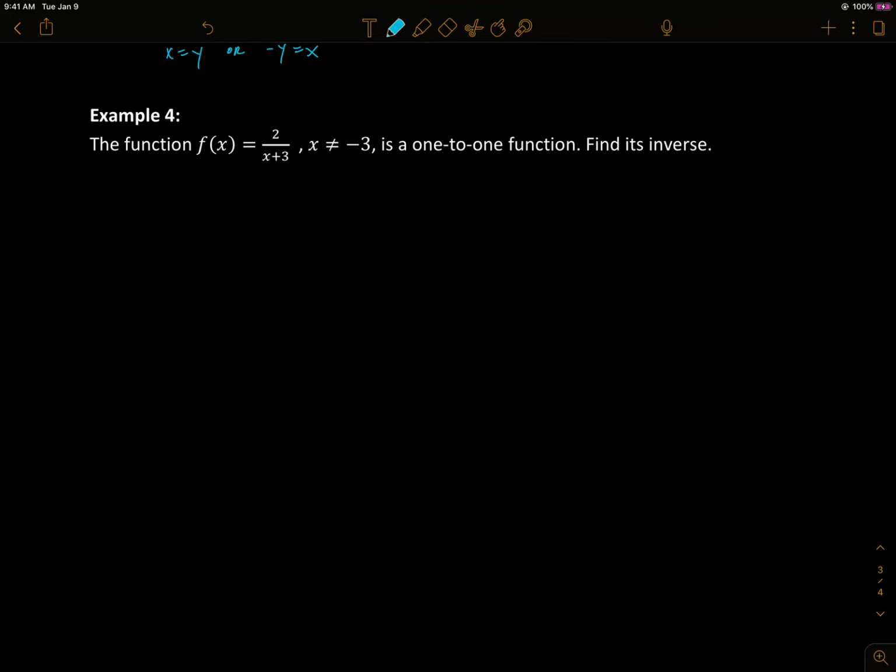So example 4. Y equals mx plus b. No, okay, we're doing rational functions now. So the function is one-to-one. We don't have to check it. It's saying find its inverse.